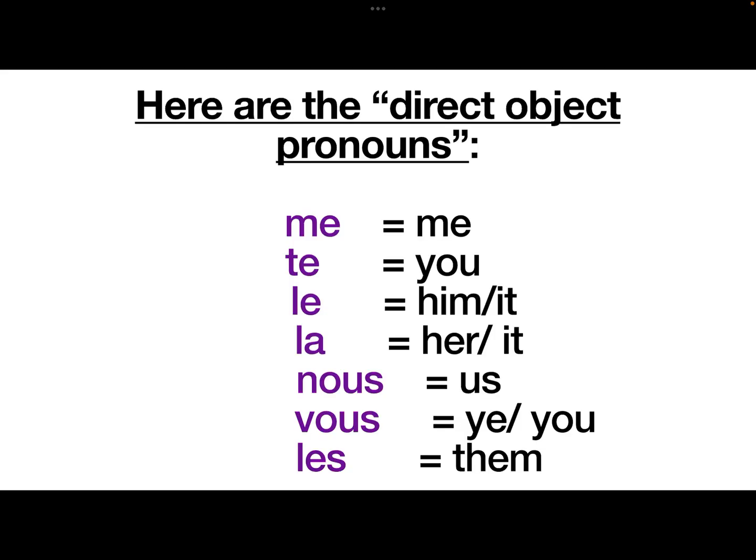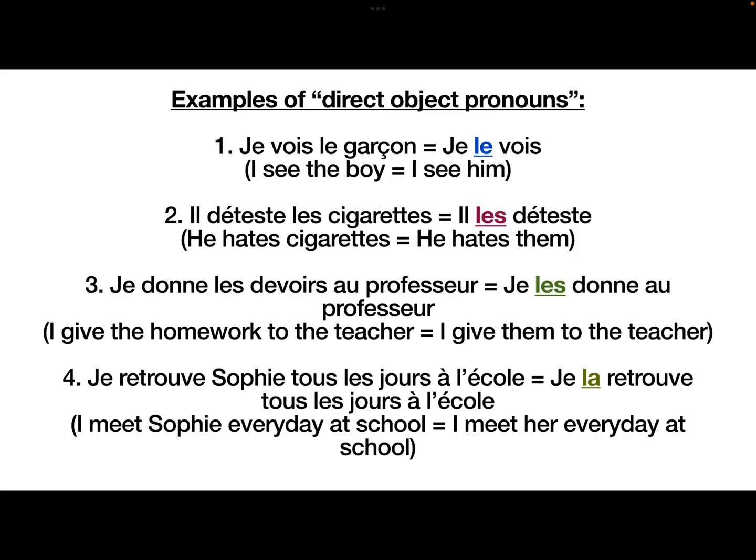Okay? So, if you want a quick recap, here are the direct object pronouns. Me, te, le, la, nous, vous, and les. So it just means me, you, him, her, us, you, them. So I see the boy, I see him. Very simple, you're just replacing le garçon, the direct object, with him, just him. So je vois le garçon, je le vois. I hate cigarettes, I hate them. Or he hates cigarettes, he hates them. So you drop les cigarettes and you replace it with les and you put it before the verb.